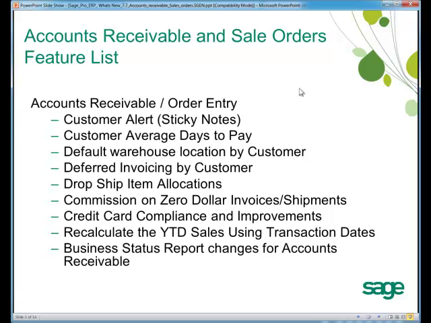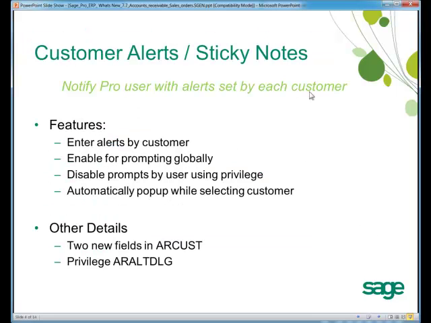We're going to be covering these topics: customer alerts, customer average days to pay, the default warehouse locations, the deferred invoicing by customers, dropship item allocations, how commissions are now handled on $0 invoices and shipments, credit card compliance improvements, the recalculation of the year-to-date sales using transaction dates, and the business status report changes for accounts receivable.